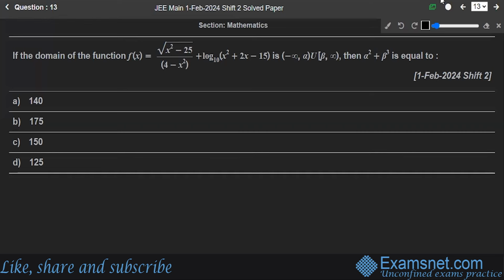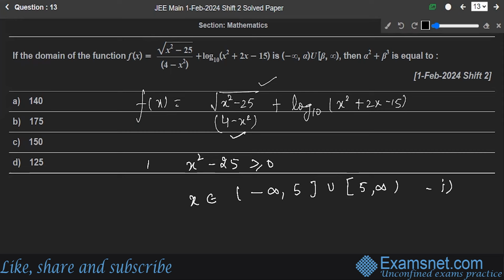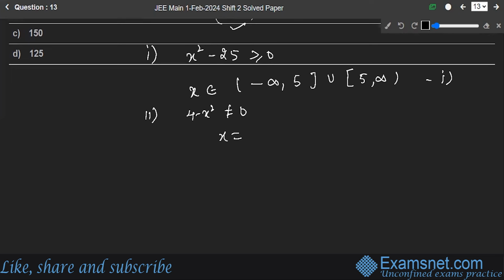Question number 13, if the domain of the function f(x) given by this is lying between minus infinity to alpha and union beta to infinity, what is the value for alpha cube plus alpha squared plus beta cube equal to? You are having the function f(x) as root of x squared minus 25 divided by 4 minus x squared plus log of x squared plus 2x minus 15. This should be positive because this is lying under the root. So you have x squared minus 25. This should be positive. So from here, you have x will belong to minus infinity to 5 union 5 to infinity. Let's say this is 1. Also, this cannot be 0. Also, 4 minus x squared cannot be equal to 0. That means x cannot be equal to plus minus 2.